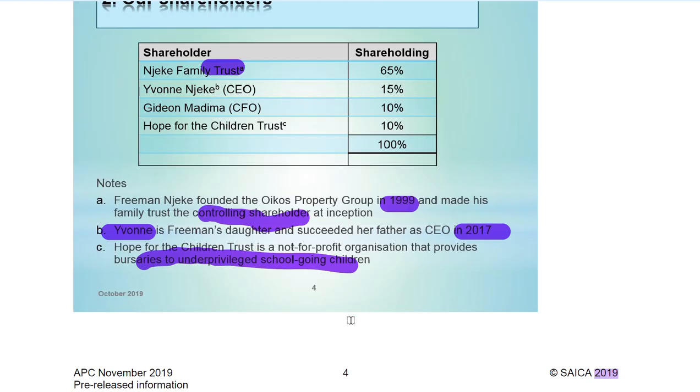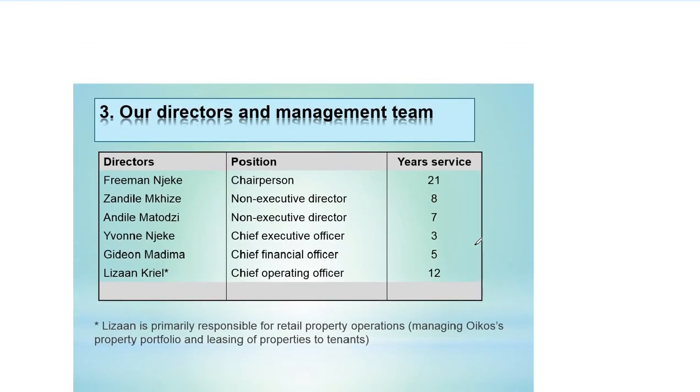So now you have all the information that you need about the shareholders of the company, and you know the major shareholders. It's a trust, then followed by the daughter of the founder, and then we have the CFO as well as the trust. So all the information that you need to know about the company, in terms of when it was established and when the CEO of the company changed, is here. It was established in 1999, and the CEO of the company changed to become the daughter of Freeman as of 2017. Now, when you're moving down, it gives us information about the directors and the management team of the company.